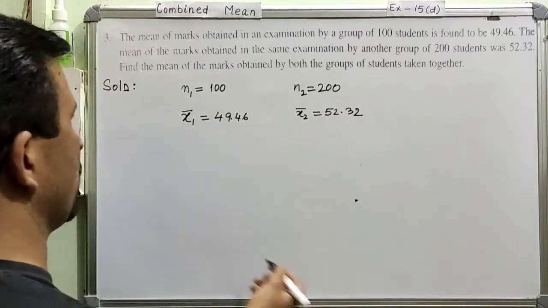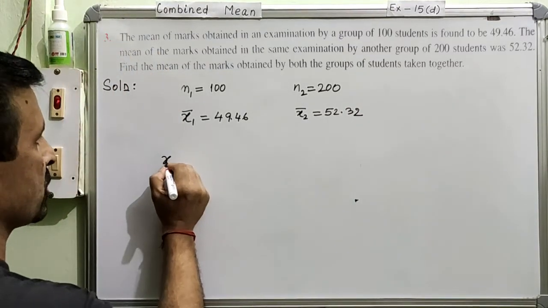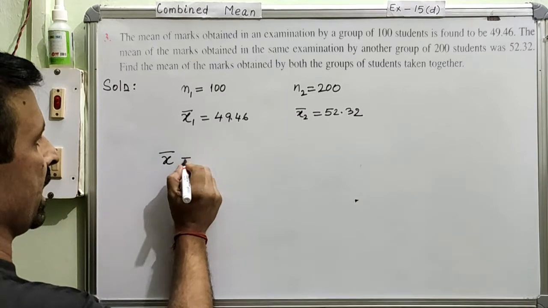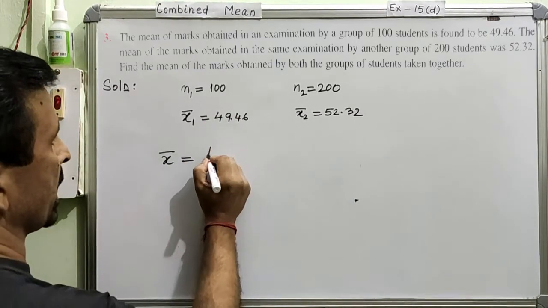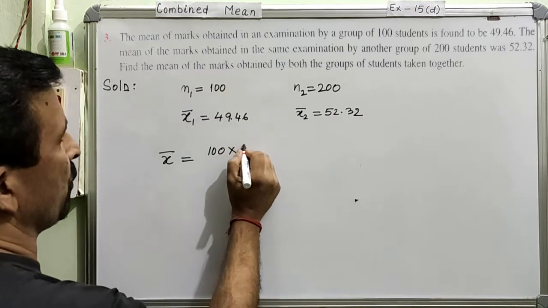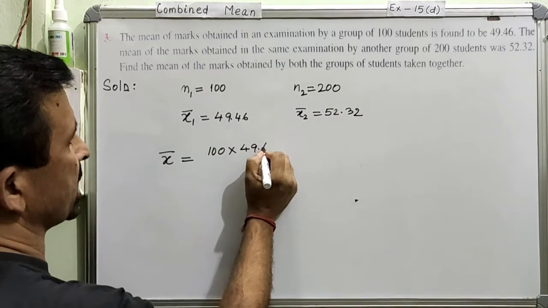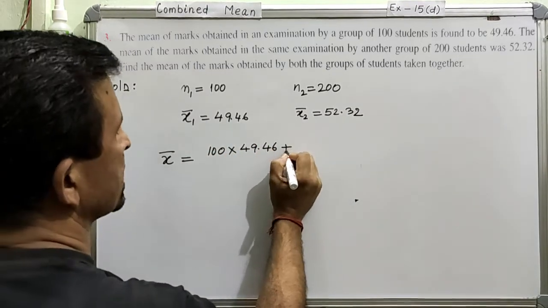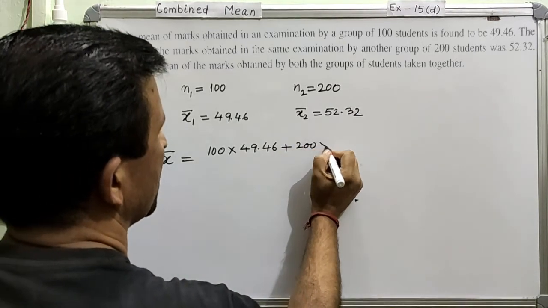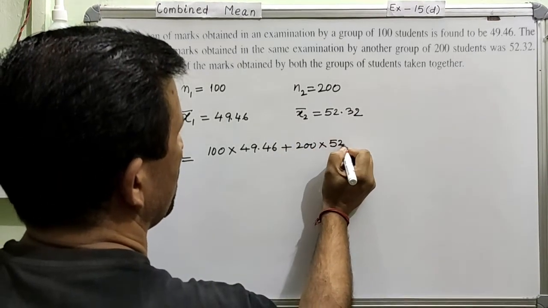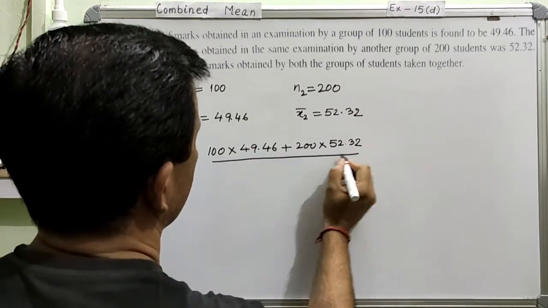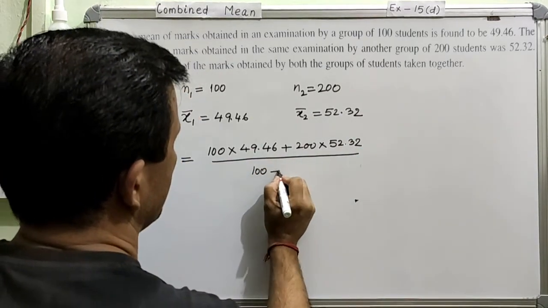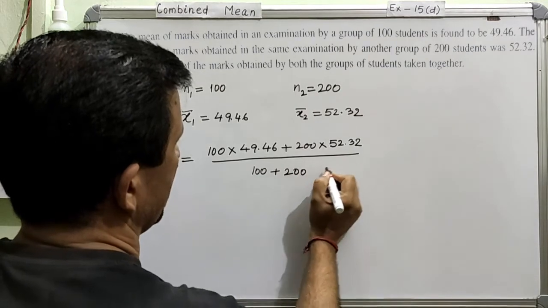Alright, now we have to find out the combined mean. So using the same formula, we are using again and again the same formula. 100 into 49.46 plus 200 into 52.32 divided by 100 plus 200.